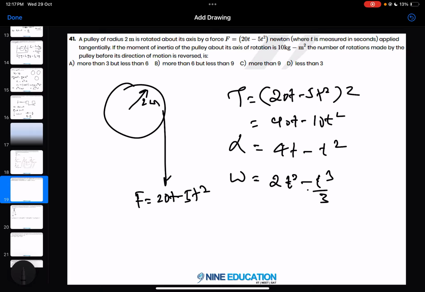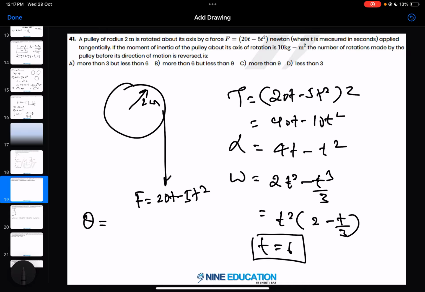So when will this omega become 0? If you take t square common, 2 minus t by 3, so at t equal to 6, omega is 0. So until 6 omega is positive, after 6 omega is negative. So that is when it's going to change its sign. So at t equal to 6, we need to find angular displacement theta. Basically we need to find the number of rotations, for which we need theta.